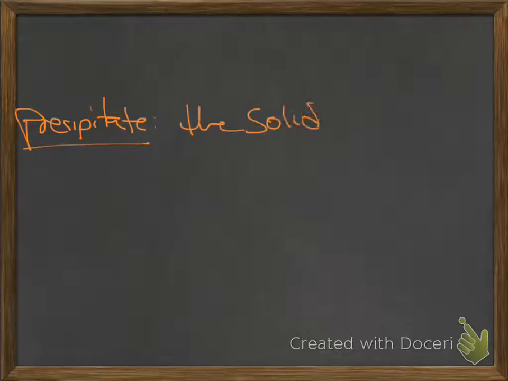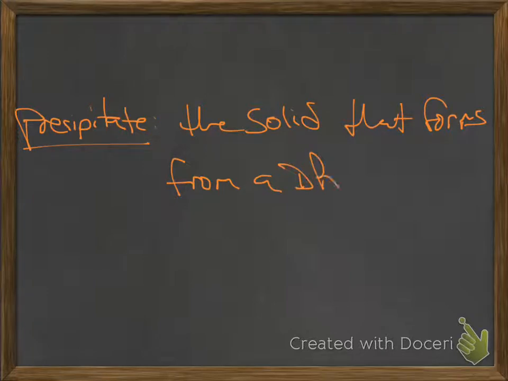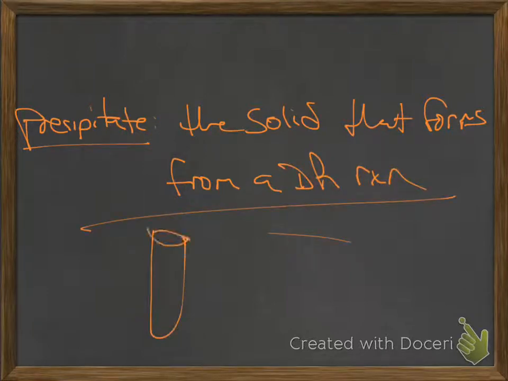And actually that's the definition of that solid. So a solid, well, let's just write that down, precipitate. No, not when it rains or snows. Precipitate is the solid that forms from a double replacement reaction, or DR. Okay, that's the precipitate. So here's your test tube, and you've got two different solutions, and you get that precipitate to form on the bottom. That is the precipitate.